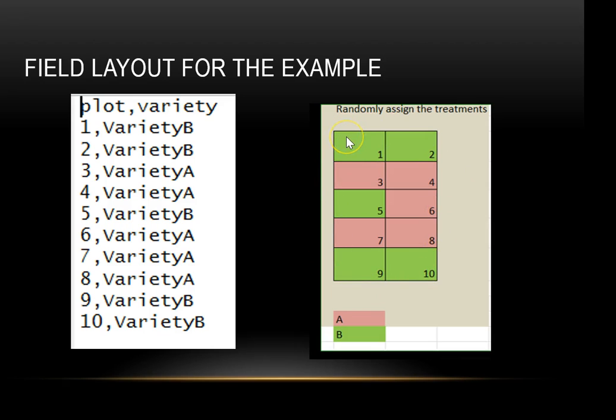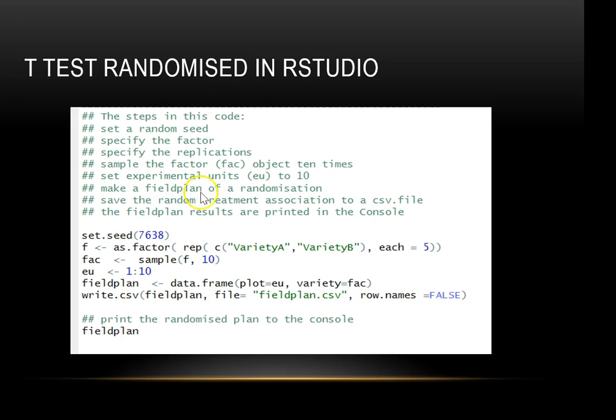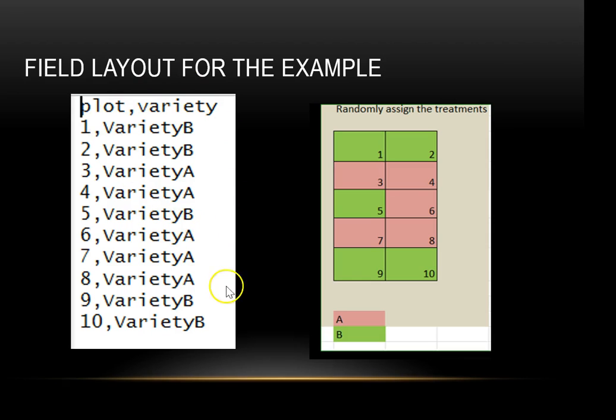I showed this earlier on just to give you the idea of the fact that we need to randomize. As you can see, I'll just go back to that previous slide, this is the way we can do the randomization in our R code. And this is what we get as our output. And then you yourself will transfer that onto the field plan. This is what I call the field plan over on the right.